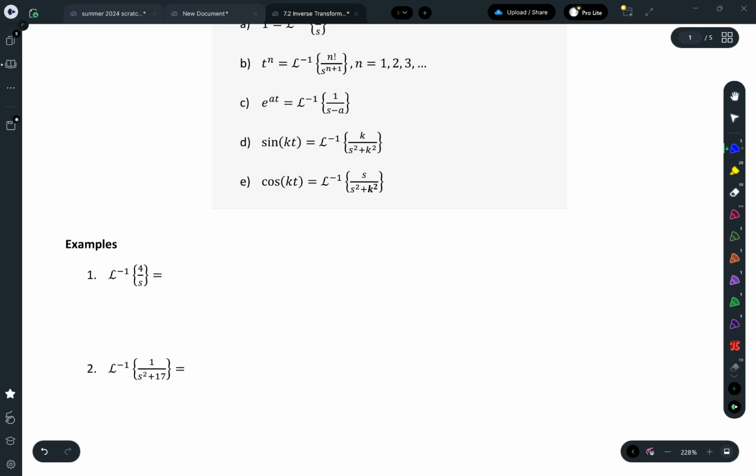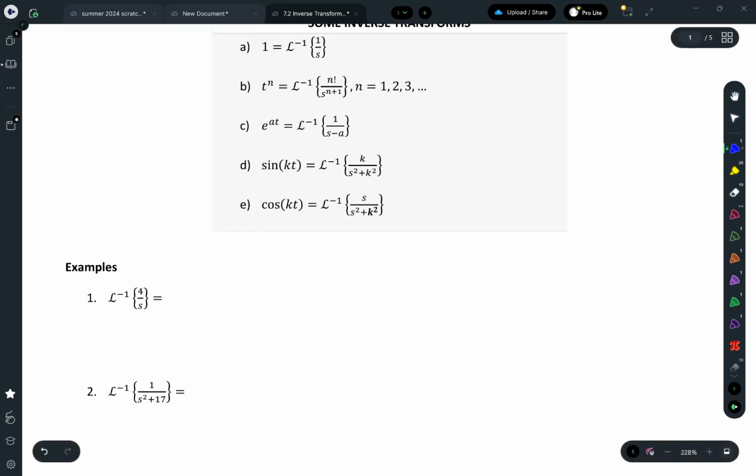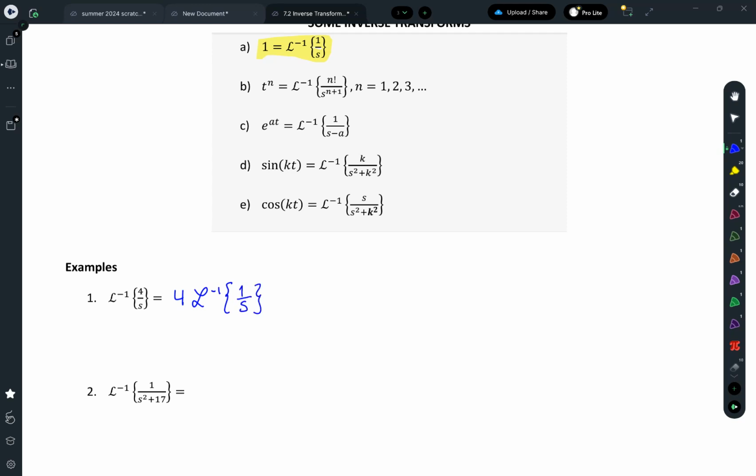In this first example, we're trying to find the Laplace inverse of 4 over s. So I look at what I've got here, and I'm looking at the first Laplace inverse transform. It looks like I could use the table to find the Laplace inverse of 1 over s, but I have 4 over s. So I'm going to pull the 4 out in front and say I'm actually finding 4 times the Laplace inverse of 1 over s, where again I'm just using linearity to help myself out. And then Laplace inverse of 1 over s is just 1, so my answer is 4. Okay? Now let's look at something a little more complicated.